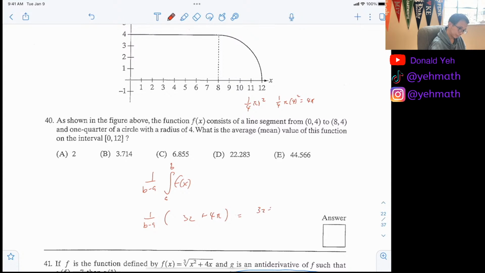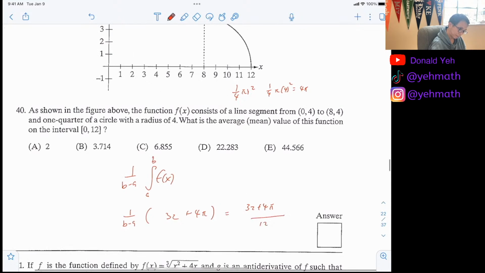And then you just integrate from 0 to 12, plus 4 pi. And then where did I get that 1 to 12? Isn't it 1/4? Oh, you plug in 1 over b minus a. Yes, you plug in this 0 and 12 into the fundamental theorem, and then you get the answer. So they said what's the average value? Remember, it's 1 over b minus a.